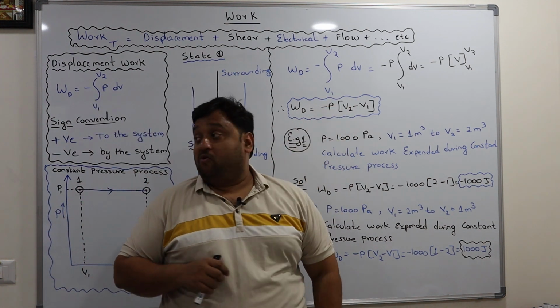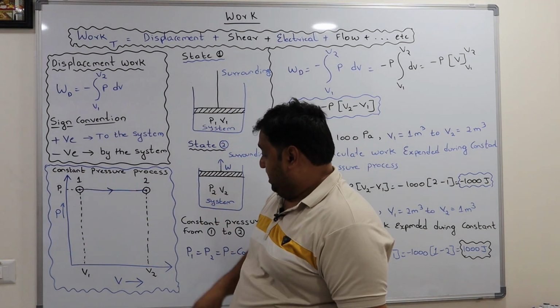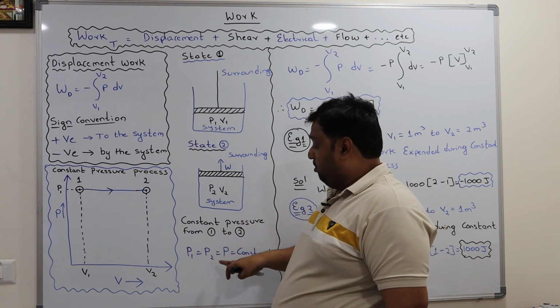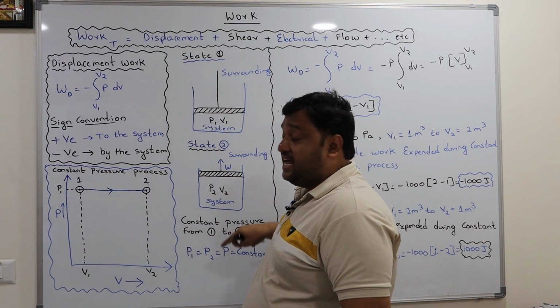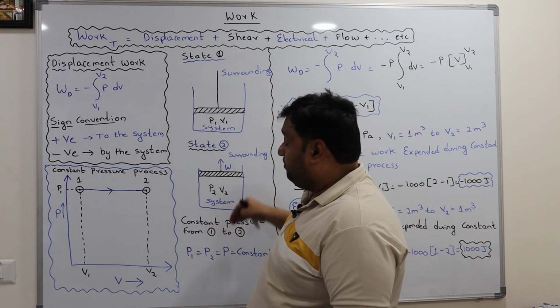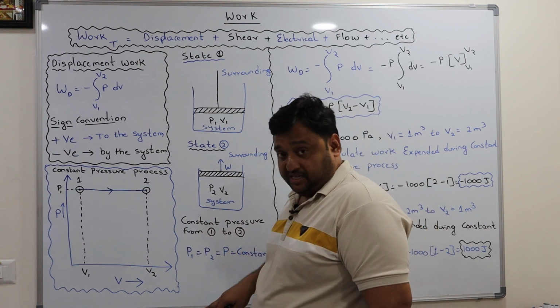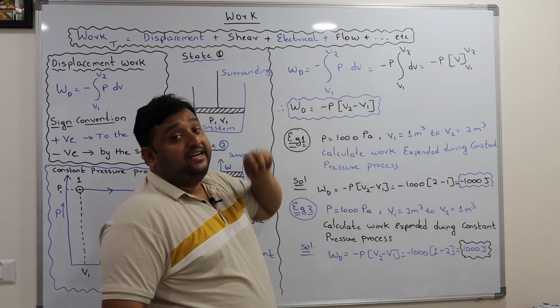Okay, as you know, it's a constant pressure process. If it is a constant pressure process, then initial pressure equals final pressure equals P, which is constant. During this expansion, the pressure inside the cylinder is not changing, only volume is changing. So in such cases, P1 equals P2 equals P equals constant. So if anything is constant, it comes out of the integral.